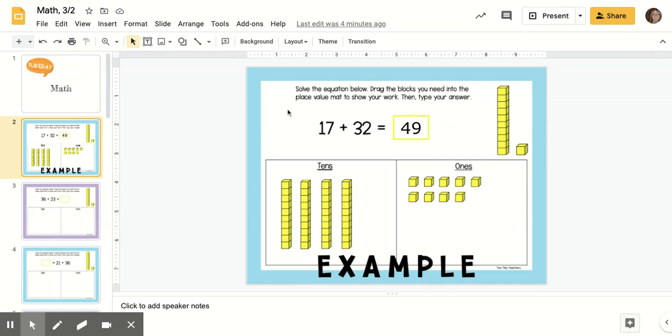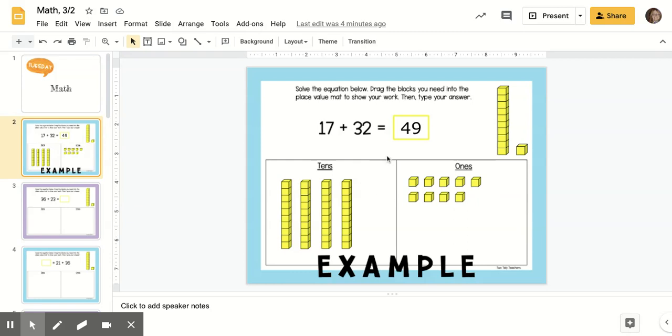The directions say, solve the equation below. Drag the blocks you need into the place value mat to show your work. Then type your answer. So in this example here, they're adding 17 plus 32 equals 49. This is what they did to get their answer. They dragged the 10 base block and the single cube down here into the place value mat.